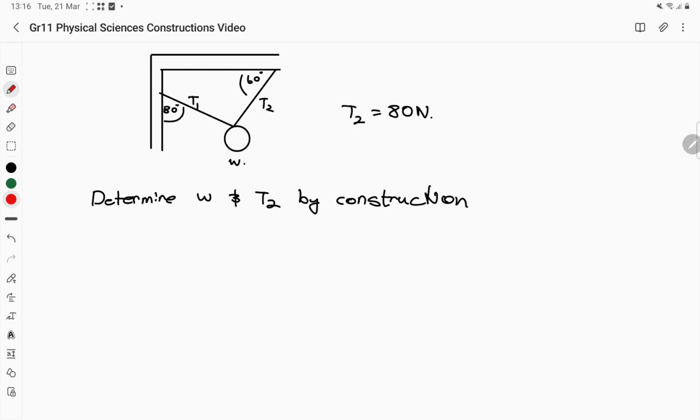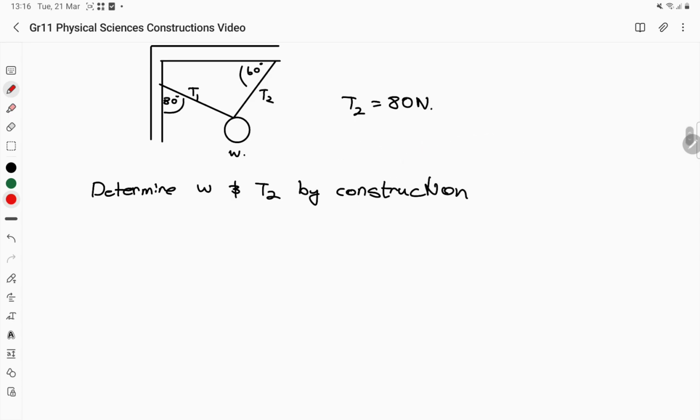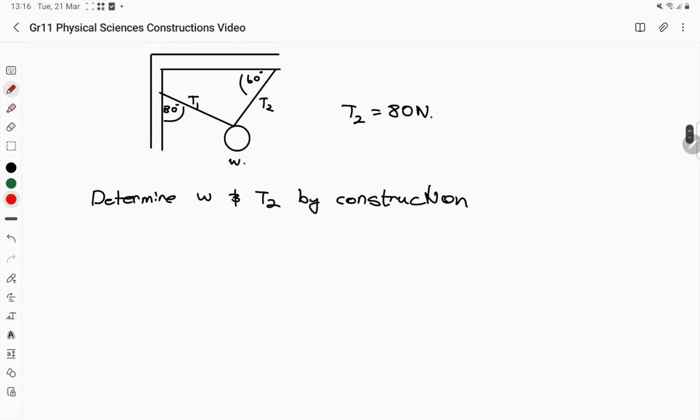We're working in newtons. Now, if they give you the mass of this thing, you have to convert it to newtons. Remember, Fg is mg. So if they give you the mass, you have g, so you can work out the force then. Now, determine W and T2 by construction. Sorry, I think it's T1. T1 by construction, because T2 is given to us.